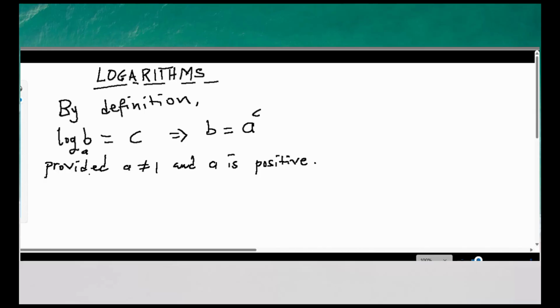provided our base is not equal to 1 and the base a is positive.